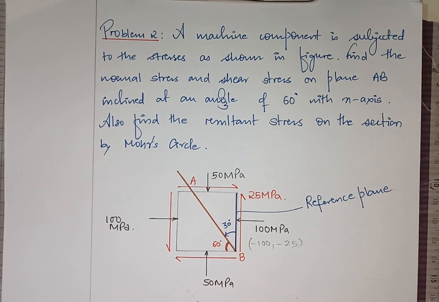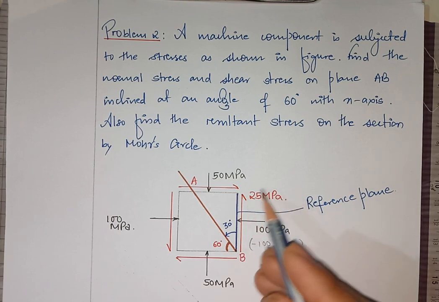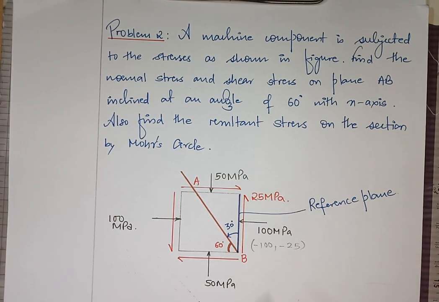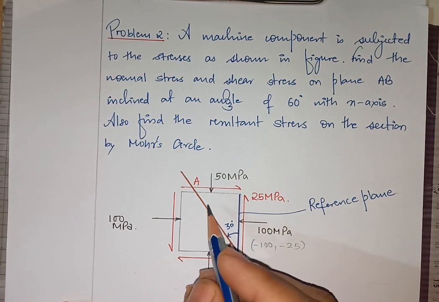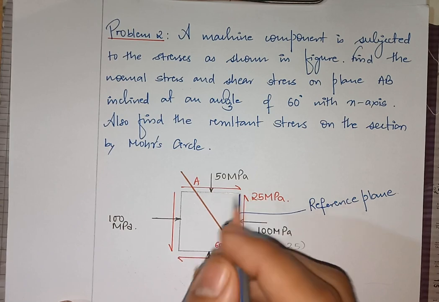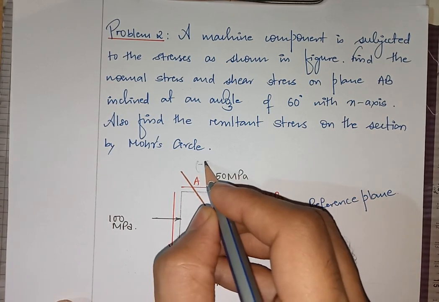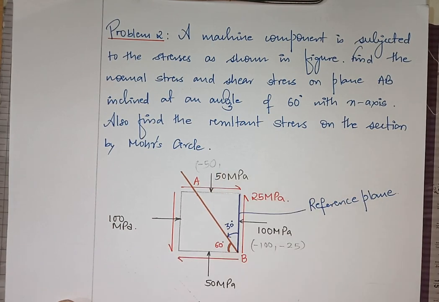What is the reason? Because with respect to this reference plane, shear stress is in anti-clockwise direction. That is the reason it is -25. Similarly, now I take it on this face. Right, so what are the coordinates here? Once again -50 because it is compressive.